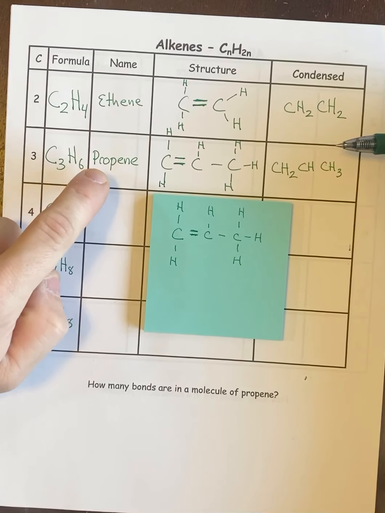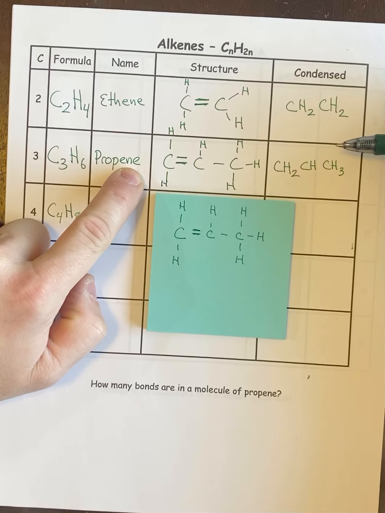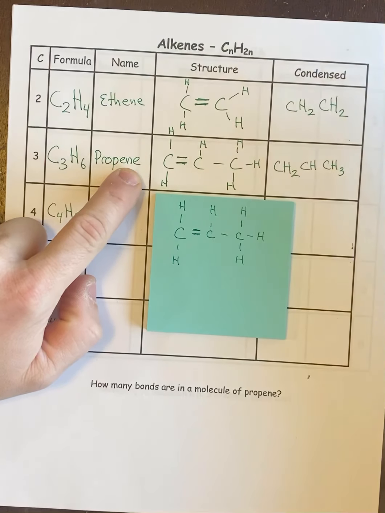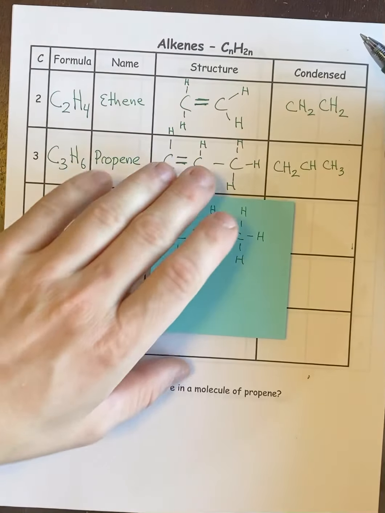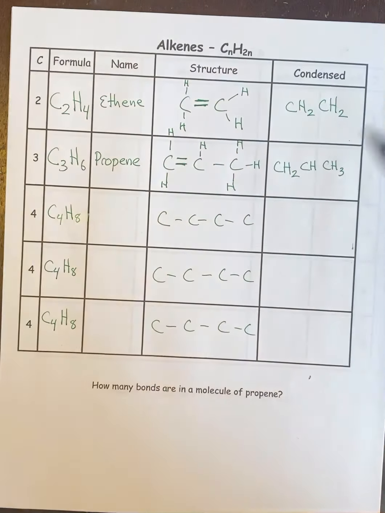So unfortunately, they don't spell it out for you. If you were given the name, it would be in the name. The ENE tells me there's a double bond there. And so that's one thing. But if you were just given the condensed and you had to draw the structure, you'd have to figure that out on your own. Now let's go to our favorite one, these guys.